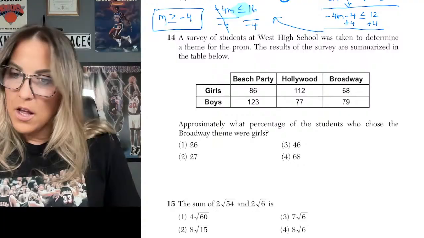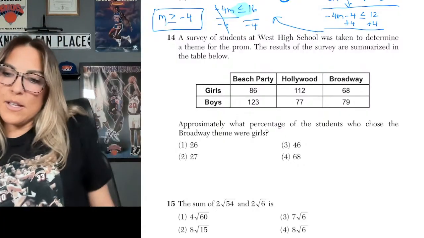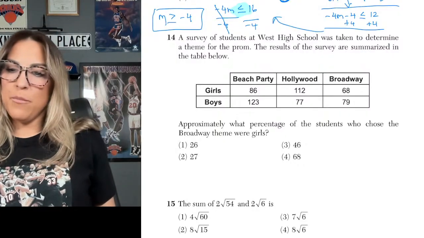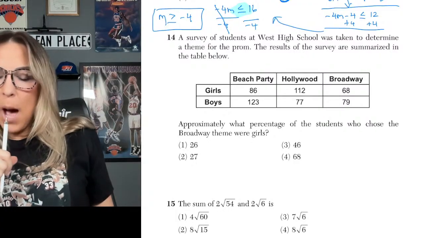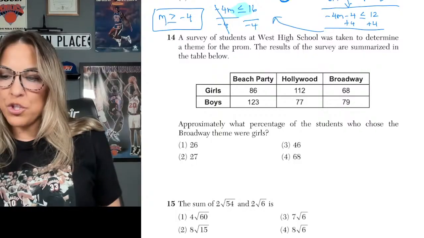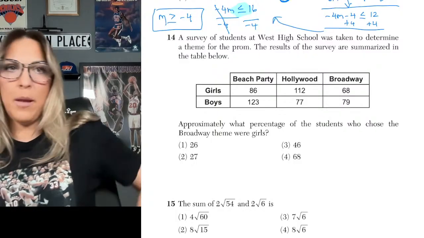Right. Number 14, a survey of students at West High School was taken to determine a theme for the prom. The results of the survey are summarized in the table below. Approximately what percentage of the students who chose the Broadway theme? I'm going to stop right there.